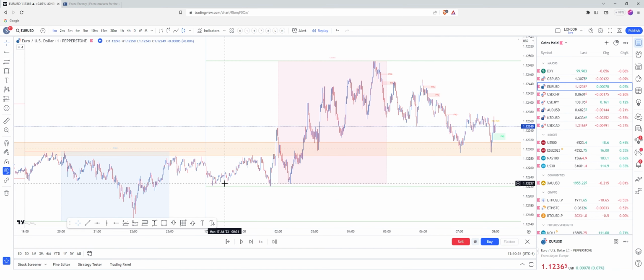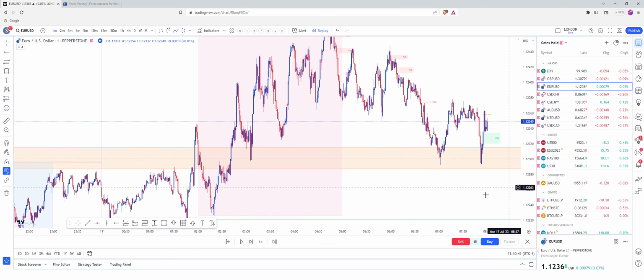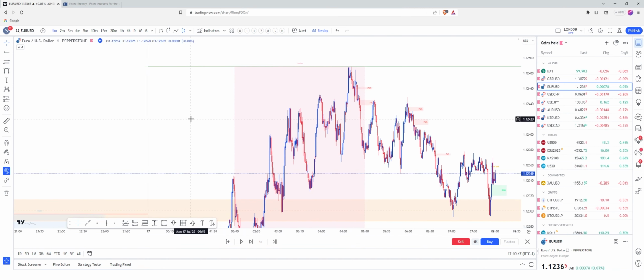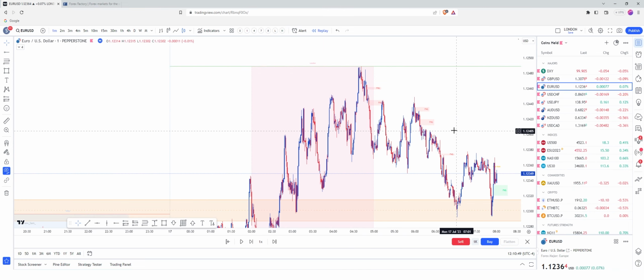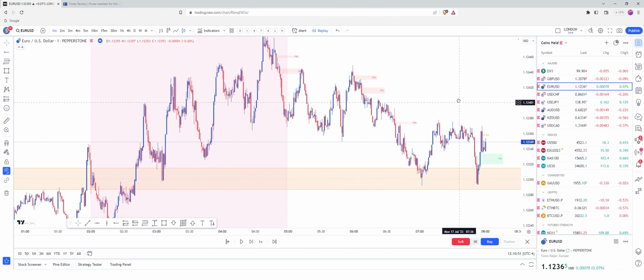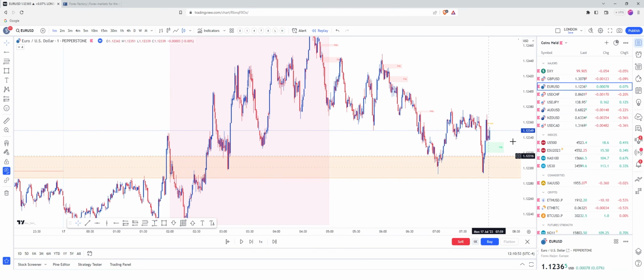So the first thing we've got is our London low and our London high, and then this orange box here is the new day and new week opening gap for today. So you can see that we did sweep the liquidity as we mentioned in London, and then we have pulled back now into the new week opening gap.